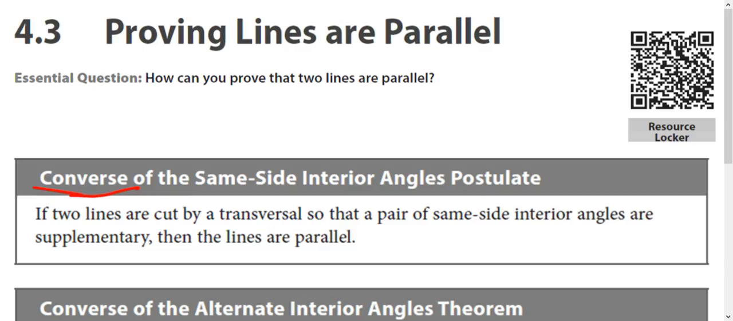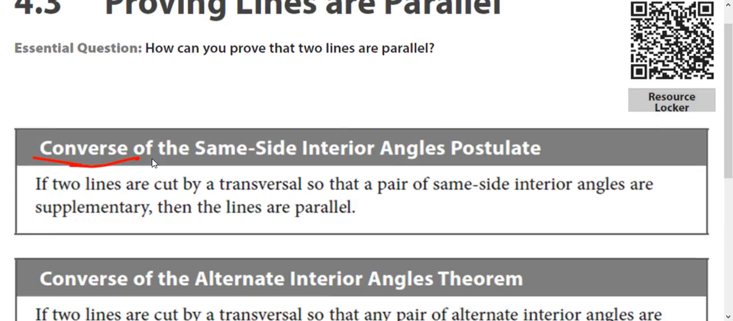So if you switch the order that you said it, rather than starting with the lines being parallel and then all those angles are equal or supplementary, you switch the order. So now we start with knowing what types of angles they are, same side interior, alternate interior, whatever, and if they are equal or supplementary. And if both of those cases are true, then the lines will be parallel.